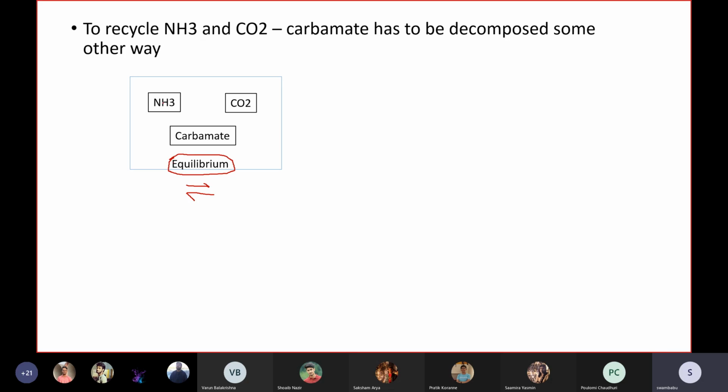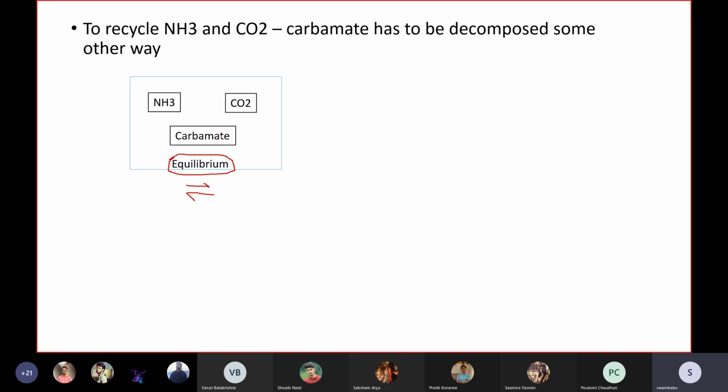So even though ammonia and CO2 react and form carbamate, ammonia and CO2 will not completely convert because this is a reversible reaction. Some amount of carbamate decomposes back. So at equilibrium state, you have ammonia, CO2, and carbamate. At equilibrium, the concentration of ammonia, the concentration of CO2, and the concentration of carbamate will remain constant, right?